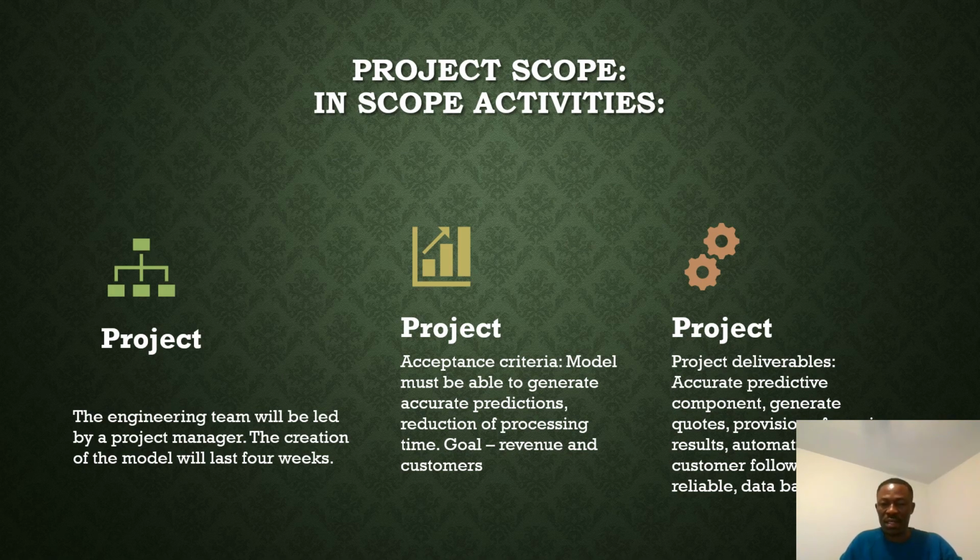And then the last project scope will consider deliverables. So accurate predictive components will be delivered, and the project will deliver the development in phases, and the development must be able to meet the client requirement. It should be able to automatically initiate codes to customers and also have the ability to keep data.